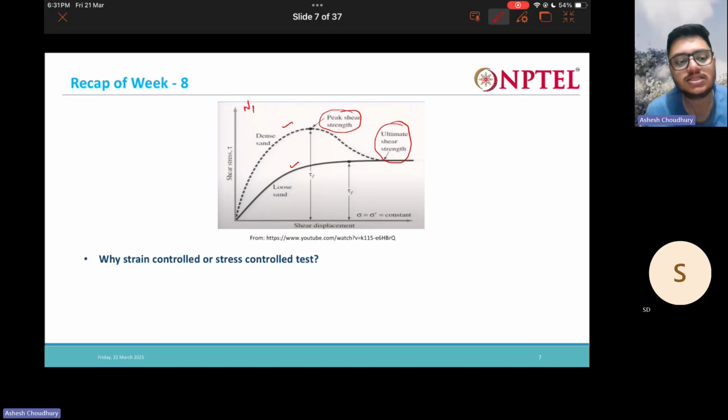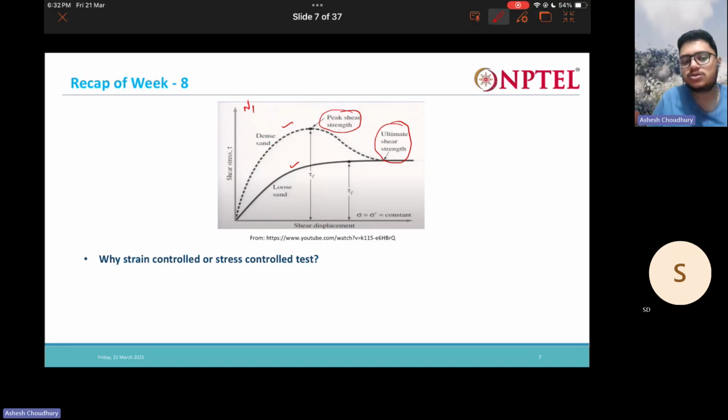Then the question is, why strain control or stress control test? So what do you mean by strain control test? In a strain control test, you are controlling the rate at which you are shearing the box, that is, the rate at which you are moving the box relative to one another. That is the strain control test. And what is the stress control test? The stress control test means that you are controlling the force that you are applying on the box, the shear force or the shear stress that you are applying on the box.